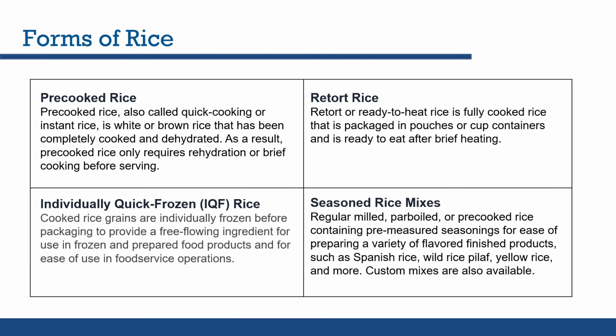Now, moving into those forms of rice, we have four main options. Pre-cooked rice, also called quick cooking or instant rice, is white or brown rice that has been completely cooked and then dehydrated. As a result, pre-cooked rice only requires rehydration and a brief cooking period before serving. Pre-cooked is known for its long hold times, making it a great option for food service.